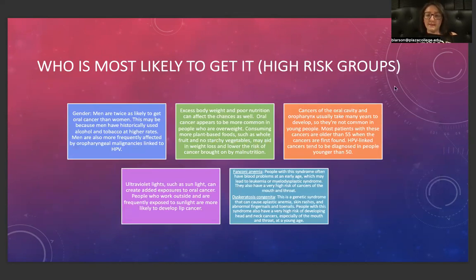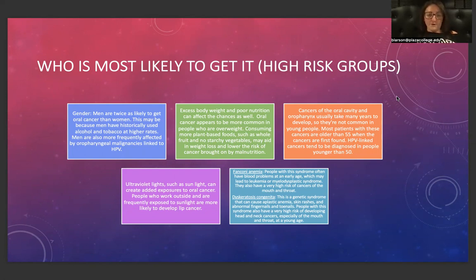Who is most likely to get it? This is the high risk groups. So, gender can play a role with this. Men are twice as likely to get oral cancer than women. This may be because men have a history of using alcohol and tobacco at higher rates than women do. Men are also more frequently affected by oropharyngeal malignancies linked to HPV.